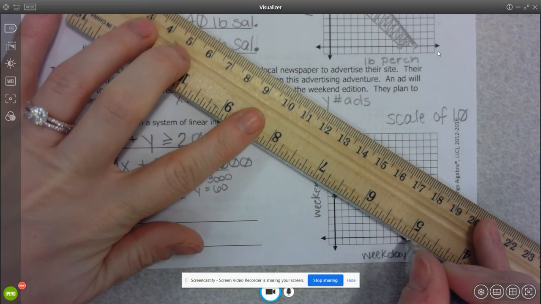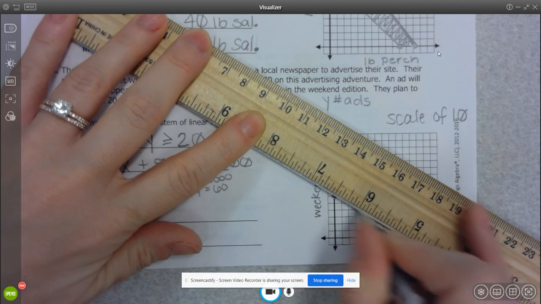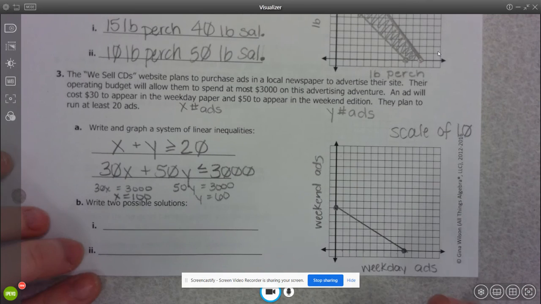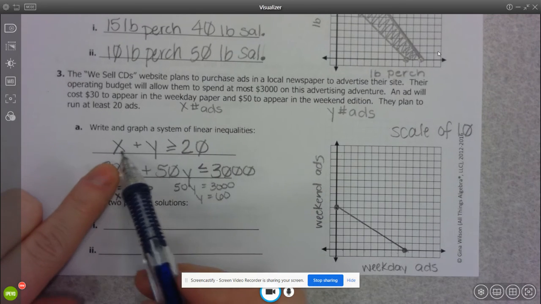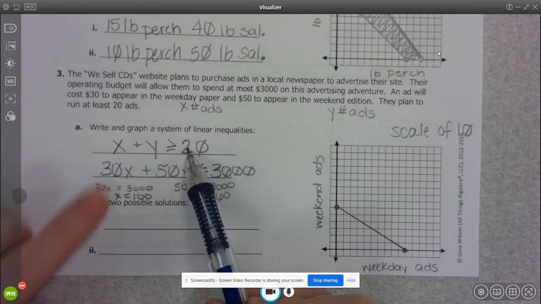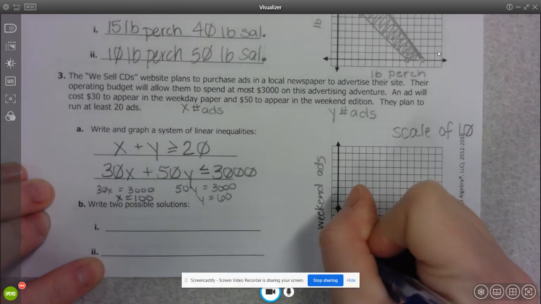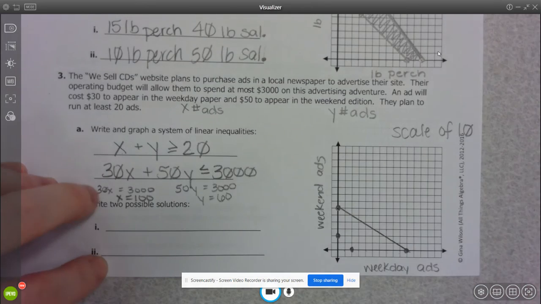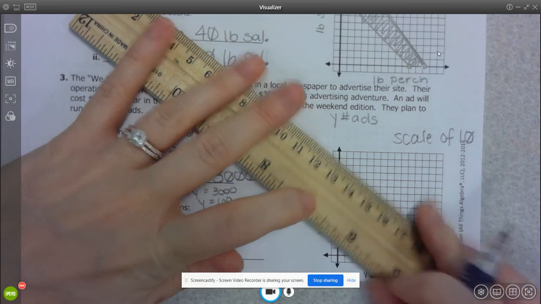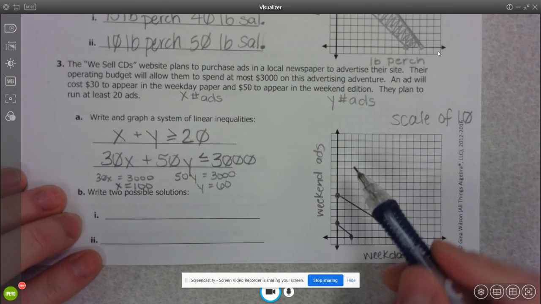So that represents our money equation. And again, this looks different because we have a different scale. So it's a little bit smaller. And then here, my x and y intercepts, because the coefficient for x and y is 1, then my intercept is going to be 20 for both of those. And I'm going to connect that. Again, we are only dealing with quadrant 1 because this is real life.